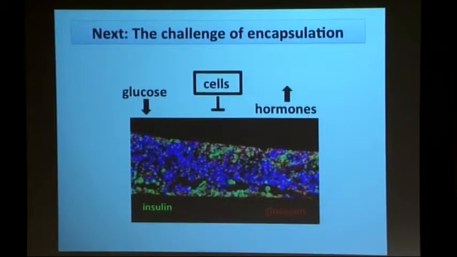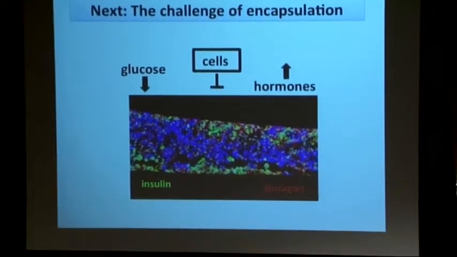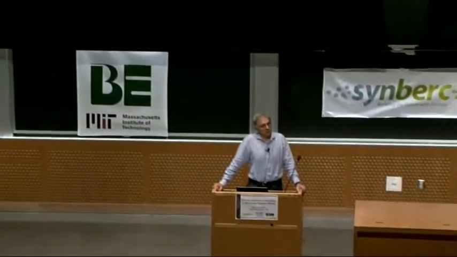So the conclusion from the first part of my talk is simple: I think in the next year or two, it'll be possible to make virtually unlimited amounts of glucose-sensing, insulin-producing cells. The challenge will be how to get those into people to sense the body's glucose and squirt out the right amount of insulin or glucagon.